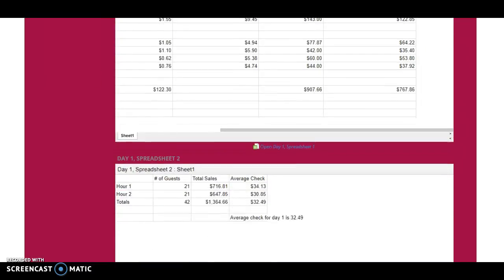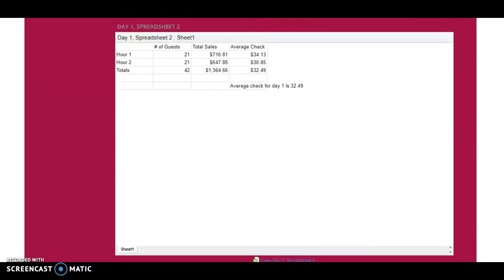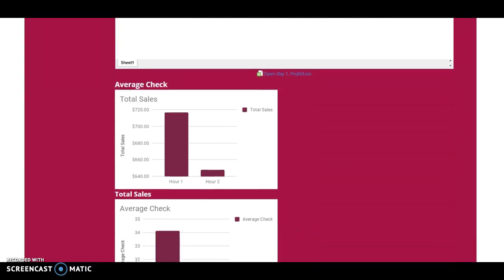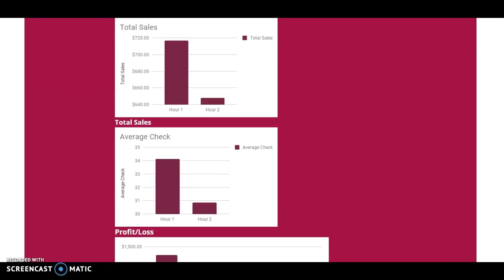So I'm going to scroll down past day 1 spreadsheet 2 and day 1 profit and loss just because I think that the graphs tell it better than the spreadsheets do. For total sales in day 1, hour 1 was just under $720, and hour 2 was about $650, making hour 1 total sales higher than hour 2.